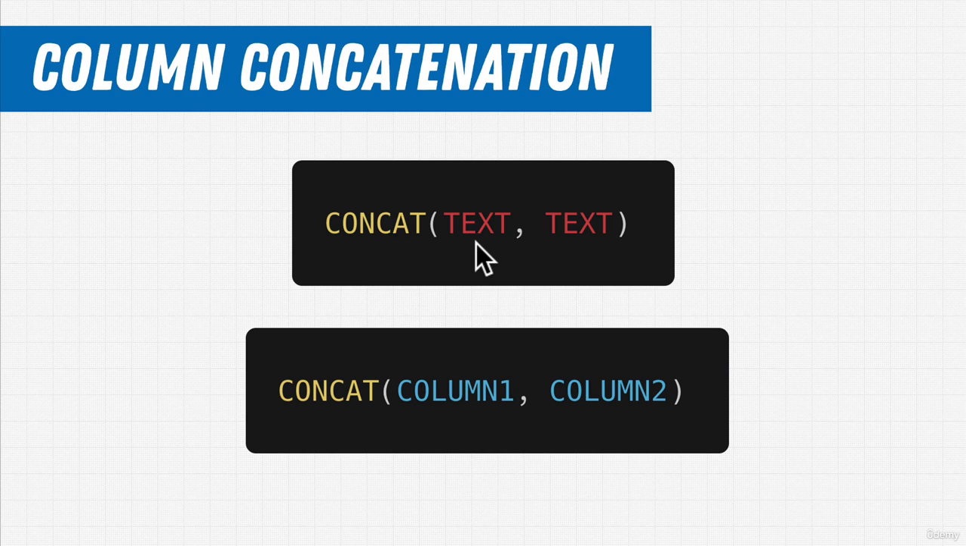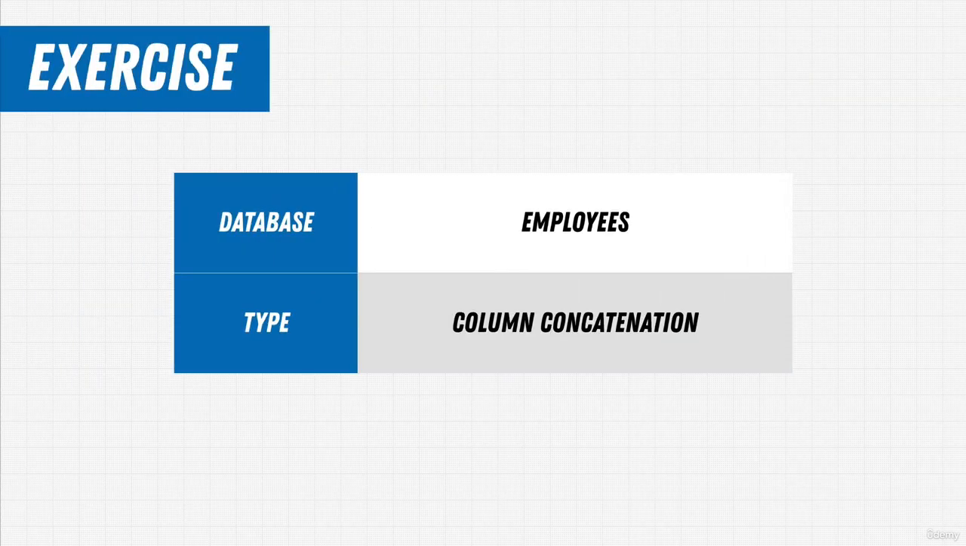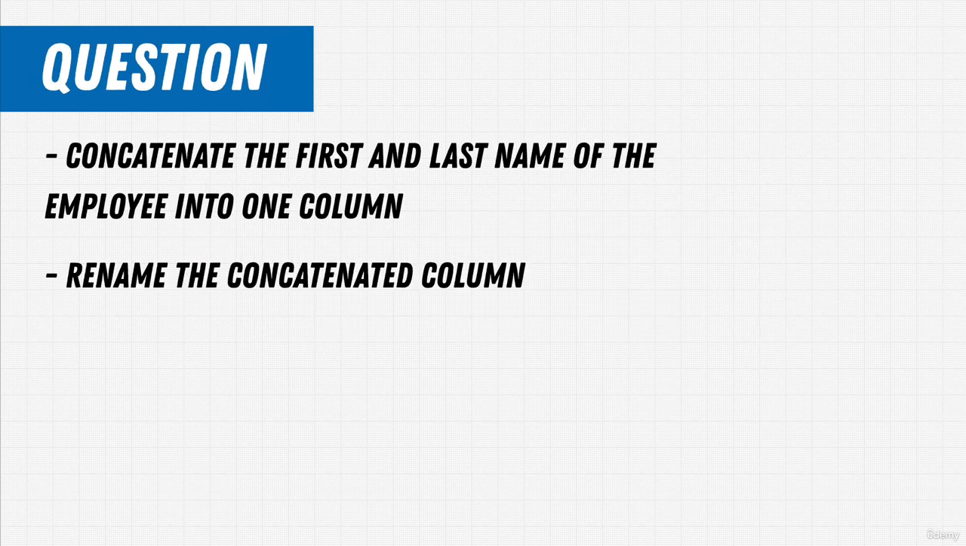All right, so let's get into some exercises. So if we go over to the employees database, what I want you to do is column concatenation. And what I want you to do is concatenate the first and last name of the employee into one column. Name it what you like, but make sure you concatenate the first and last name and put a space in between there. And then rename the concatenated column. So first off, just try to concatenate two columns together. Maybe put a space in there and then rename the column. You can pause the video now and go try it out.